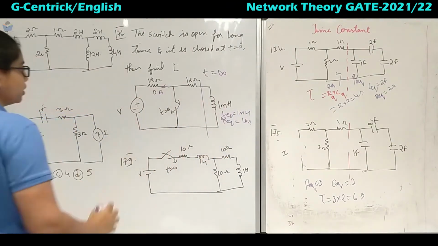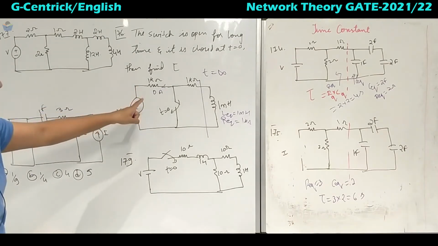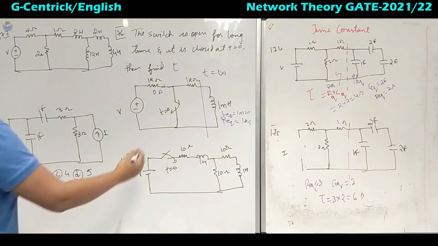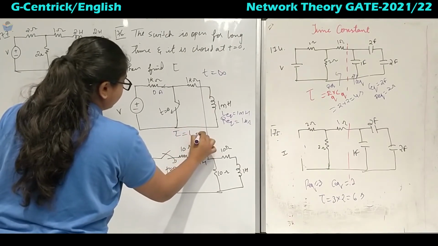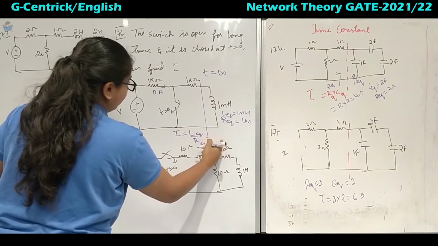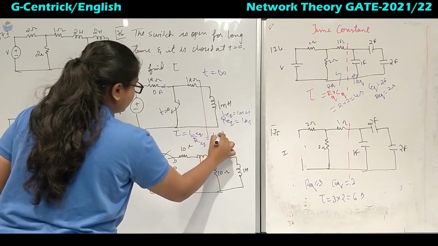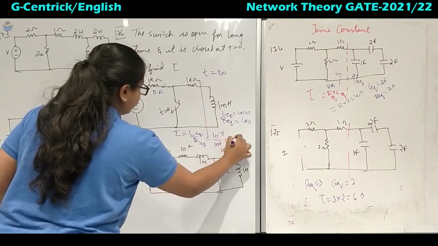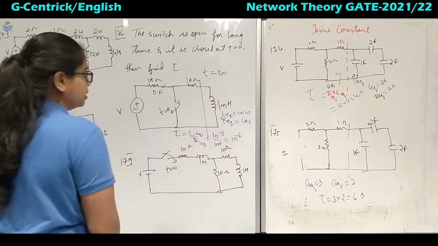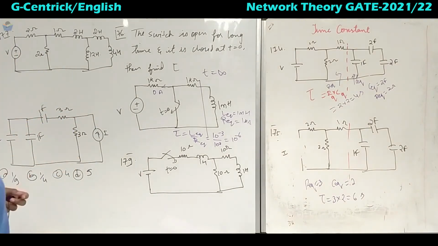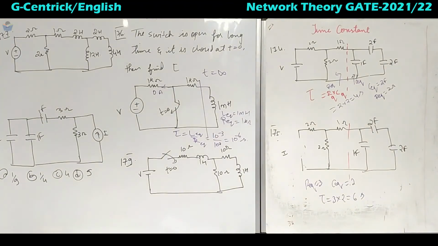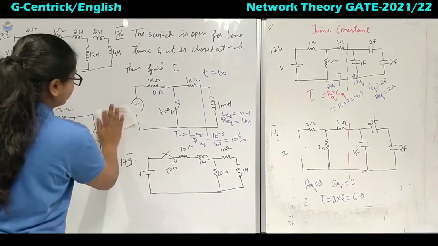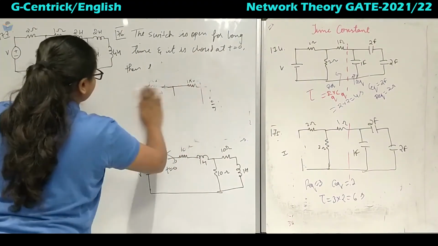You will not consider the resistor which has 0 ampere current flowing in it. So the time constant for this one will be L equivalent by R equivalent. We have 10 power minus 3 divided by 10 power 3, which gives 10 power minus 6 seconds, or 1 microsecond. So this is up to question 176.